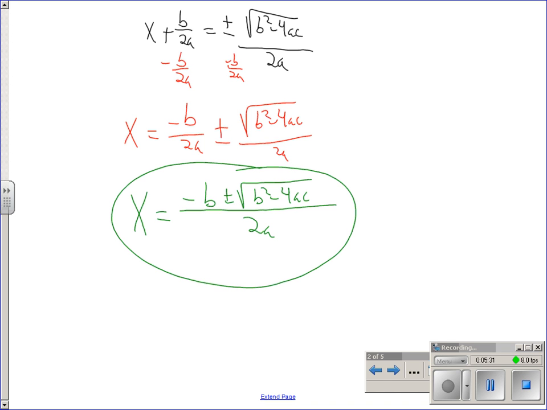Hooray, quadratic formula. Okay, that's where it comes from. It's just a generic ax squared plus bx plus c, and you completed the square to solve for x. That's the quadratic formula. The next video, we'll talk about some examples and some other things that can come from this and go with it.